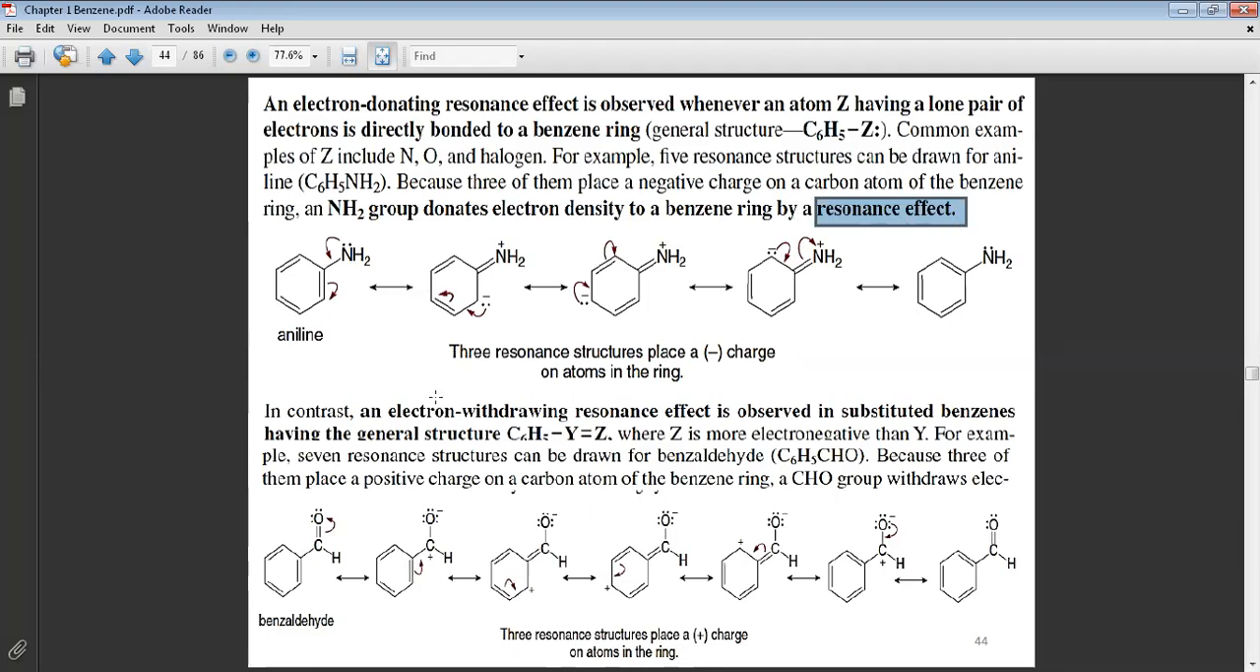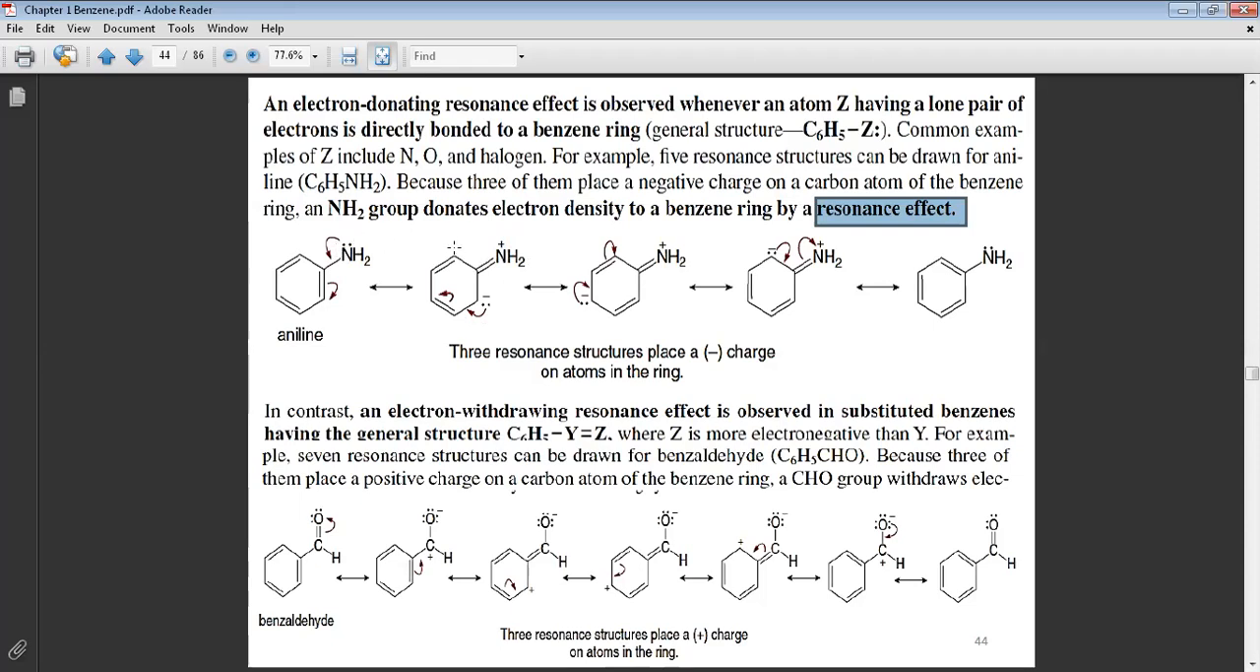Now, how does the resonance effect work? Look, the lone pair of electrons makes a pi bond here, yes? And this pi bond will open, so we have a negative charge, and the nitrogen will be positive. Now, look at the different structures. The nitrogen before that is electron rich, but the first one is electron deficient, that means electron poor. Why? Because it gave the electrons for resonance with the benzene ring. That means it is an electron donating group.